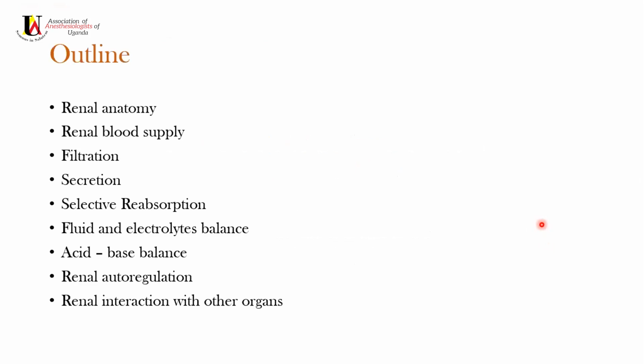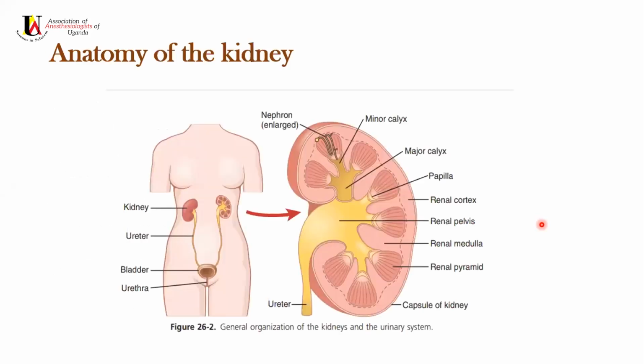I'll be briefly talking about the renal anatomy, the blood flow to the kidneys, filtration process, secretion, selective reabsorption, fluid and electrolyte balance, acid-base balance, renal autoregulation, and then interaction of the kidneys and other body organs.